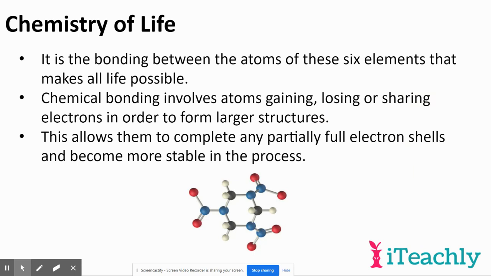It is the bonding between the atoms of these six elements that makes all life possible. Chemical bonding involves atoms gaining, losing, or sharing electrons in order to form larger structures. This allows them to complete any partially full electron shells and become more stable in the process.